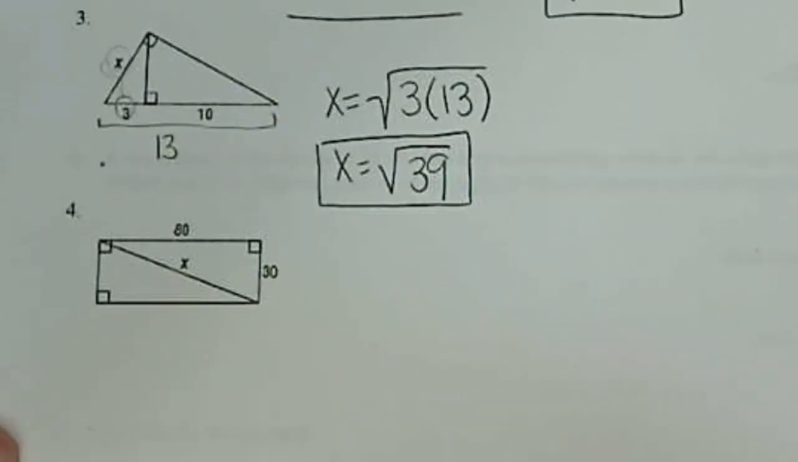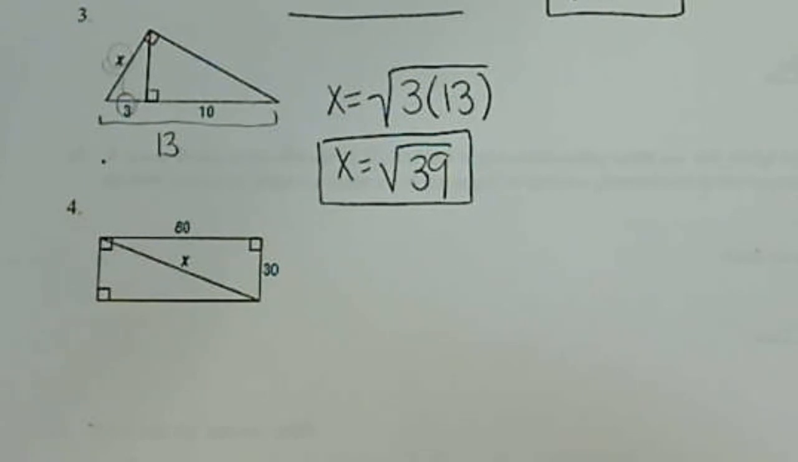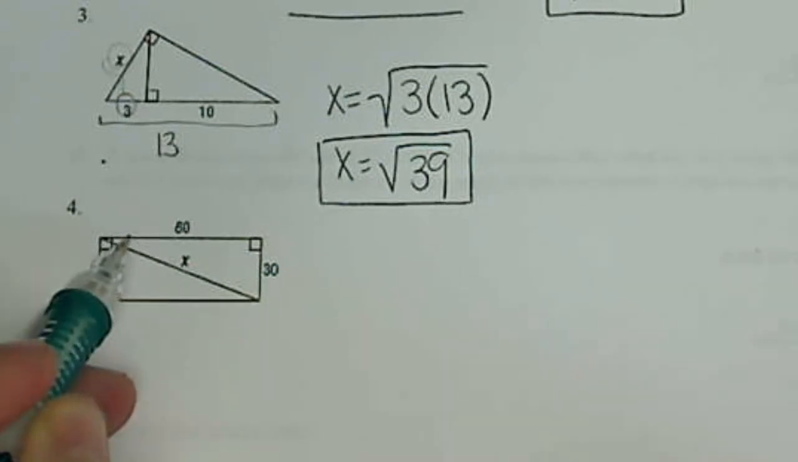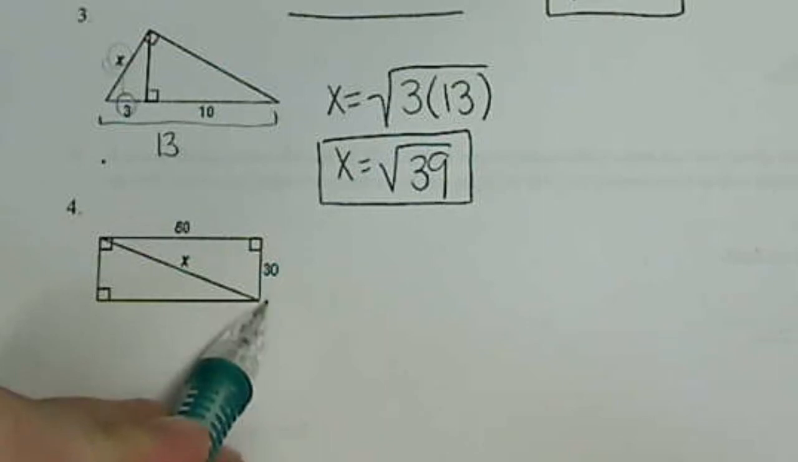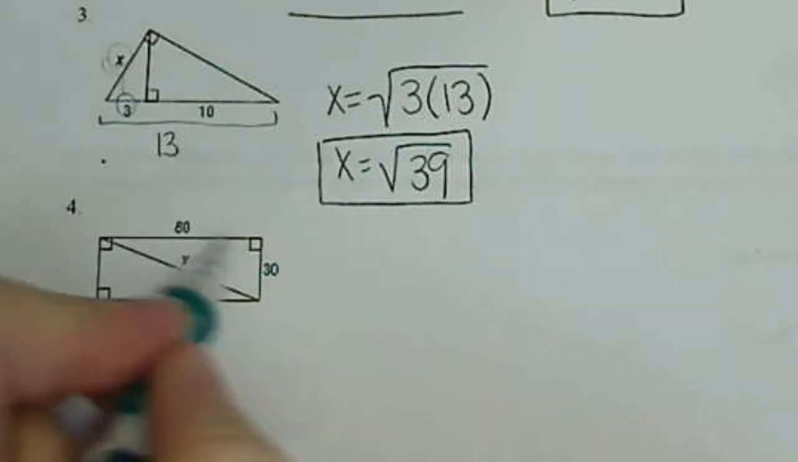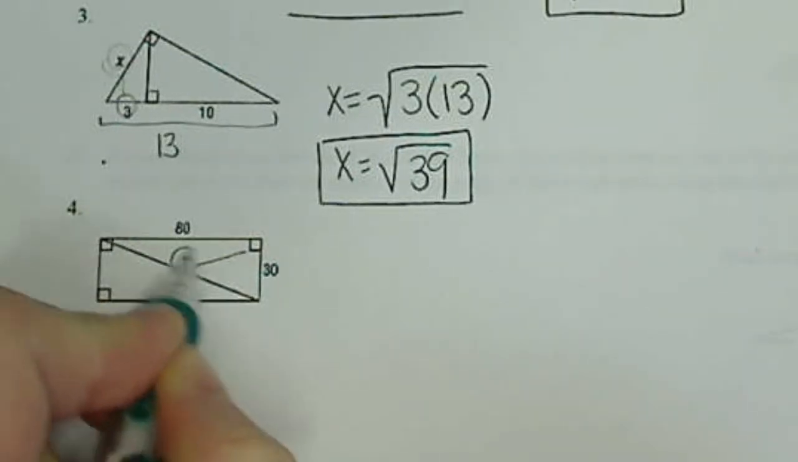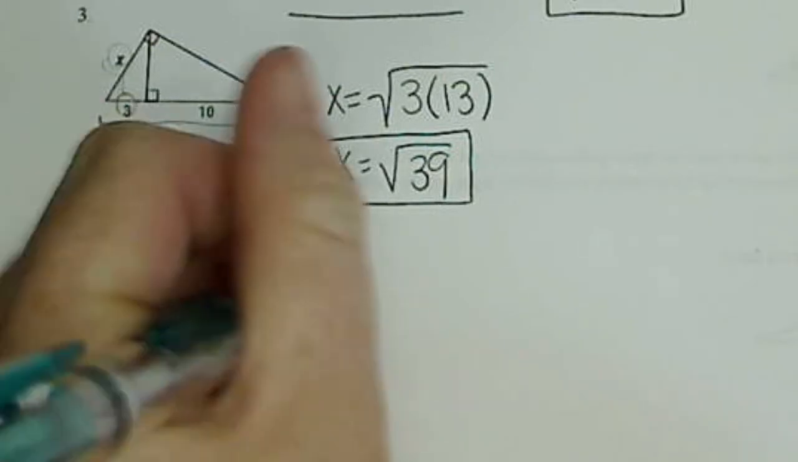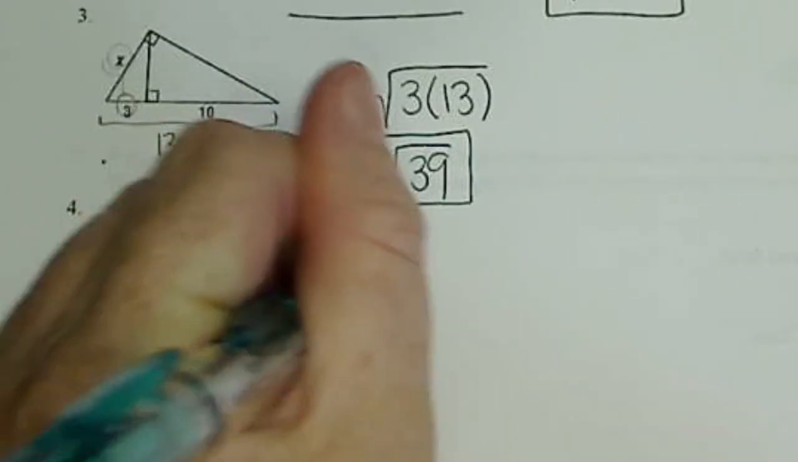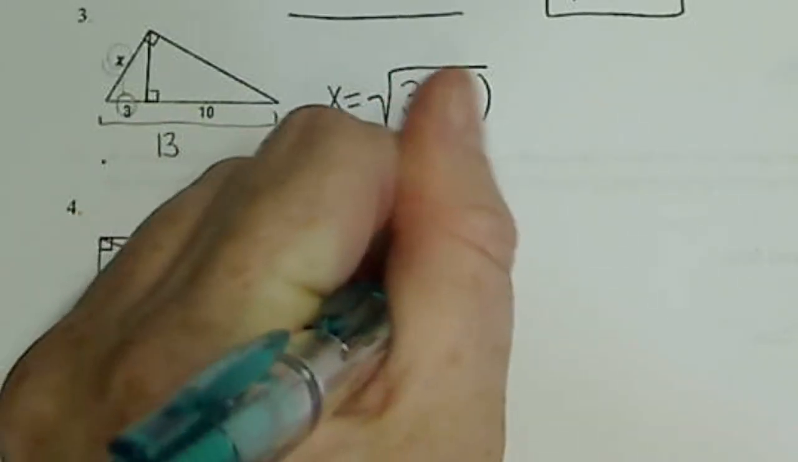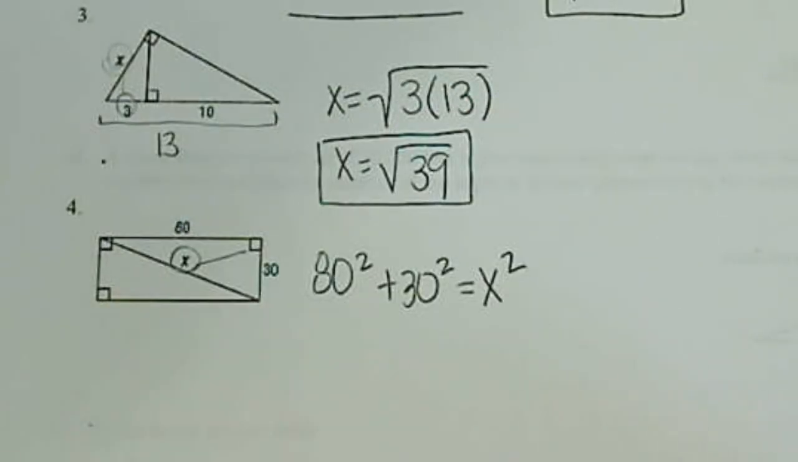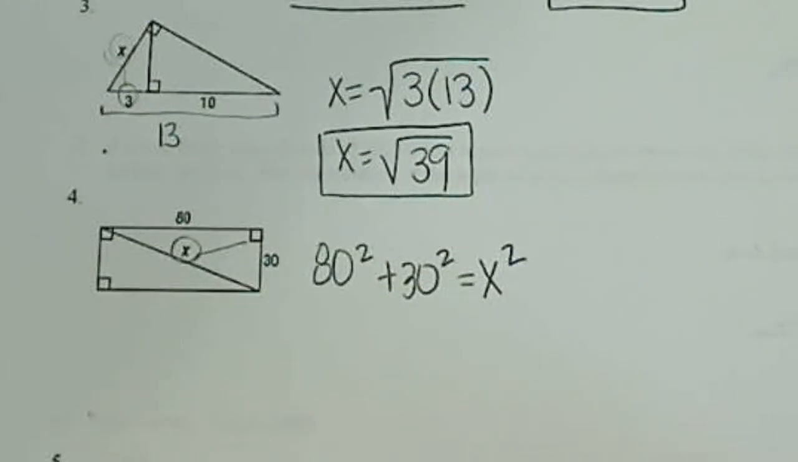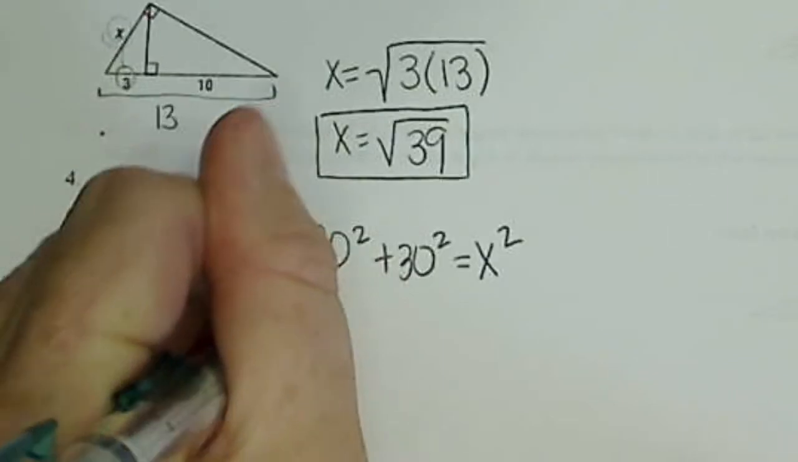Number 4. This time, we can just use Pythagorean theorem because I see a right triangle. So first I need to know what side is C. C is always across from the right angle. So I'm going to plug it in. 80 squared plus 30 squared equals x squared. Let's go ahead and evaluate those.